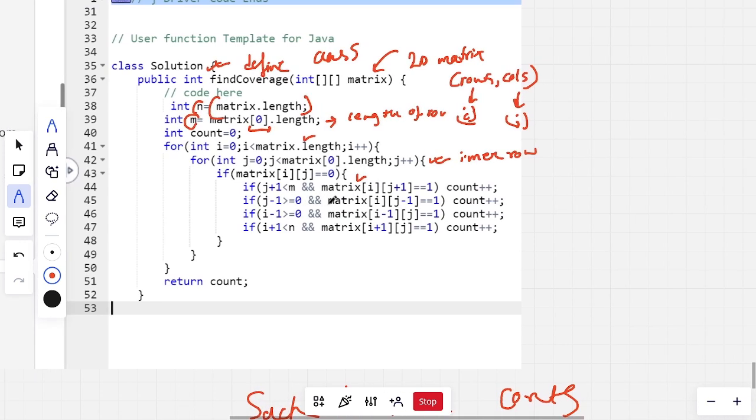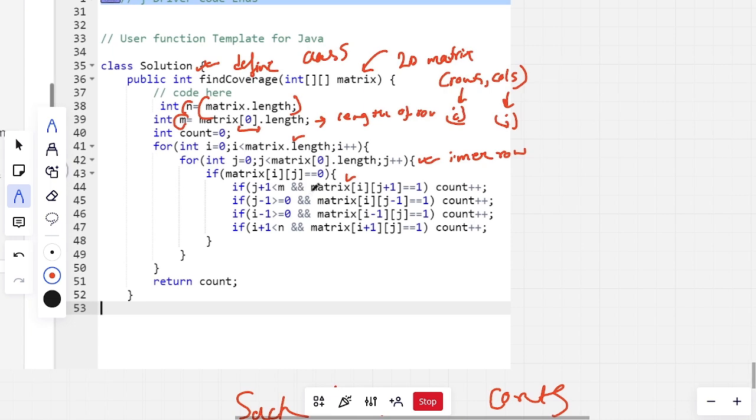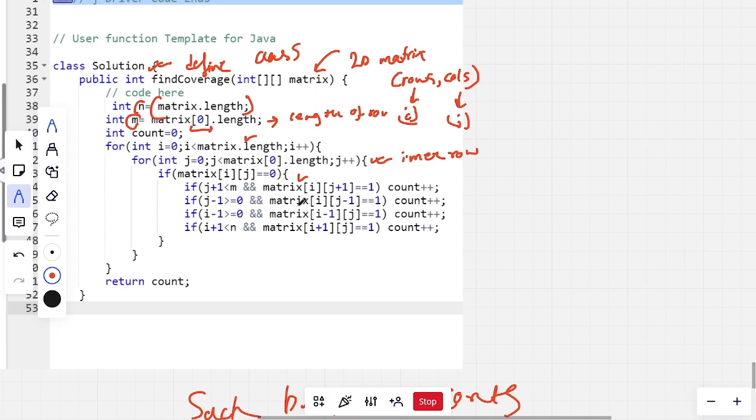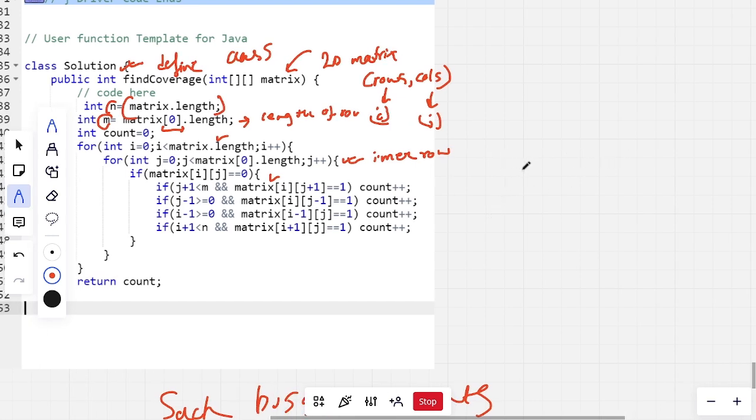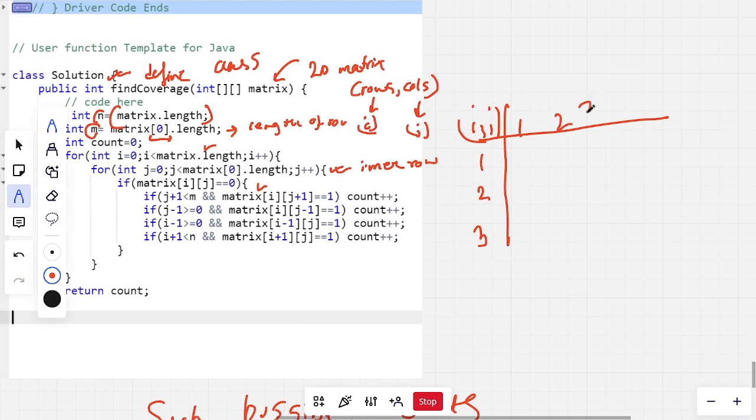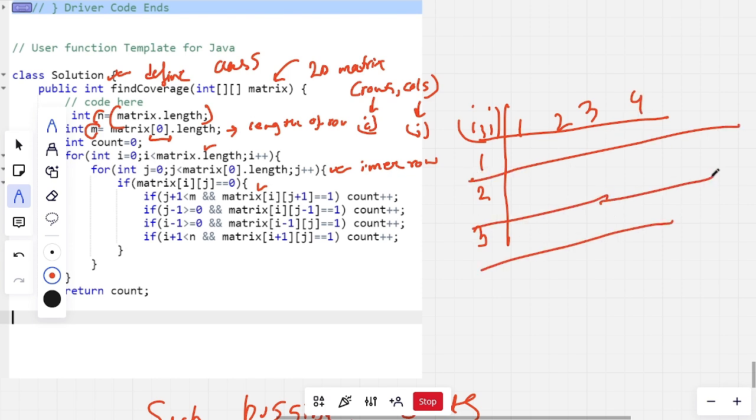Now, next part is in the M. What we have to count is whether J plus 1 is less than M, or matrix of I and J plus 1 is equals to 1. So what is J plus 1 less than M? Suppose we are over here, and this is known as I comma J. Okay, I is the rows and J is the column. So 1 2 3, 1 2 3 4. So you can see there are particular rows and columns in this particular case.